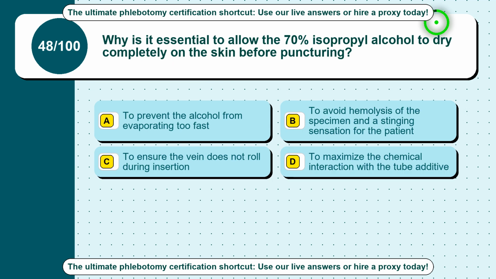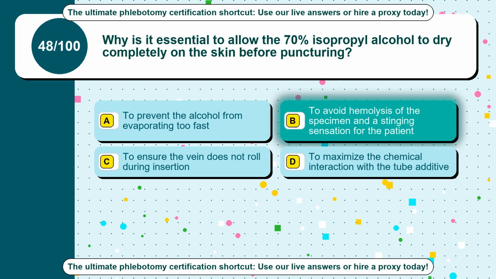Question 48. Why is it essential to allow the 70% isopropyl alcohol to dry completely on the skin before puncturing? Option A. To prevent the alcohol from evaporating too fast. Option B. To avoid hemolysis of the specimen and a stinging sensation for the patient. Option C. To ensure the vein does not roll during insertion. Option D. To maximize the chemical interaction with the tube additive.